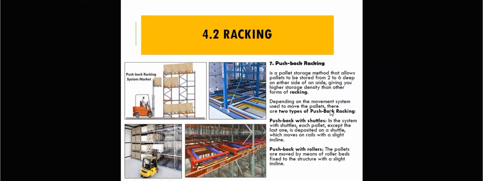Next, number 7. This is also interesting. Yeah, pushback racking. Okay. It is a pallet storage method that allows pallet to be stored from 2 to 6 deep on either side of an aisle, giving you higher storage density than other forms of racking. Depending on the movement system used to move the pallets, there are 2 types of pushback racking.